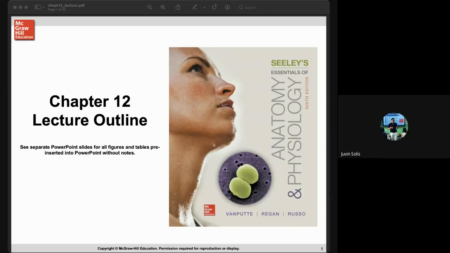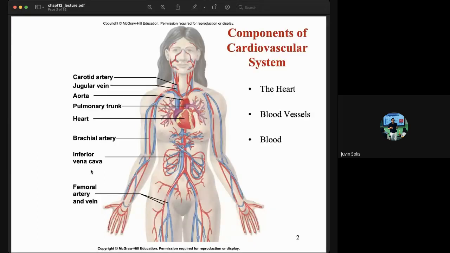Okay, so there you go. We will now be starting with our topic for this afternoon. And again, we'll be starting with chapter 12, which is the heart, and then chapter 13, which is the blood vessels. And we will be starting with this one.